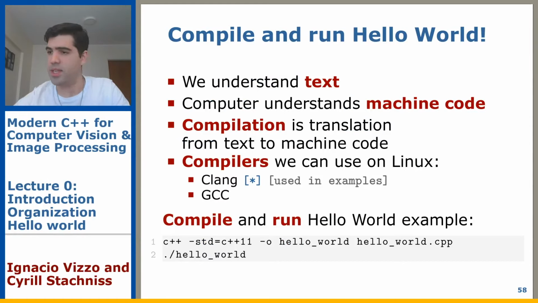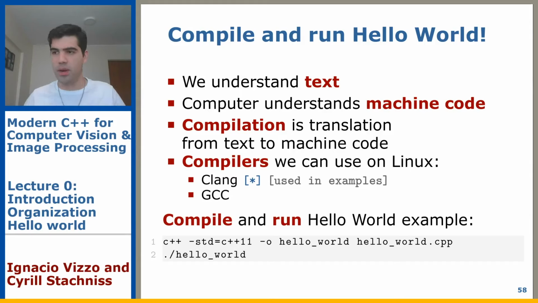So this is basically the process of compilation. We humans understand text, and that's why we write in these high-level languages. Computers can only understand machine code, which is basically binary code. So compilation is a translation from the text, that is basically your hello world.cpp program, into machine code. And who is doing this? The compiler, which is another program.